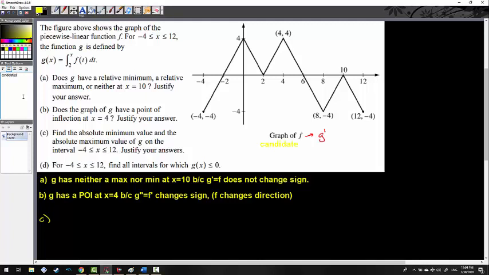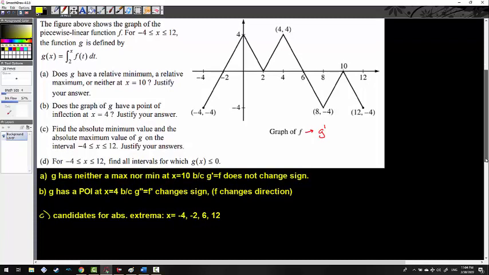My candidates for absolute extrema are x equals -4, -2, 6, and 12. Now, why? Why is it these numbers? Well, remember, negative 4 and 12 are obvious. These are endpoints right here. But negative 2 and positive 6 are local extrema, with negative 2 being a local min and 6 being a local max. So from here, I just have to find out what the values are at all of these places.